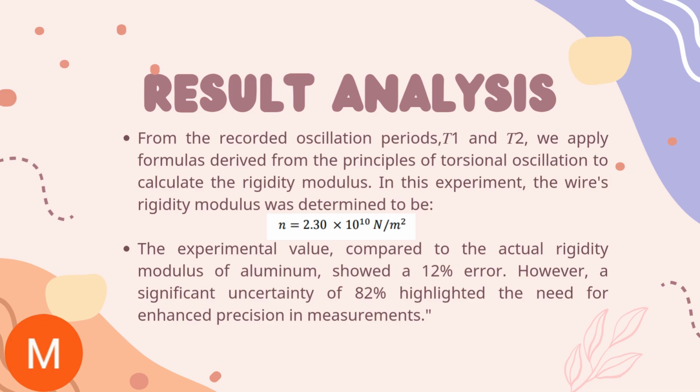The experimental value compared to the actual rigidity modulus of aluminum shows a 12% error. However, a significant uncertainty of 82% highlighted the need for enhanced precision in measurements.